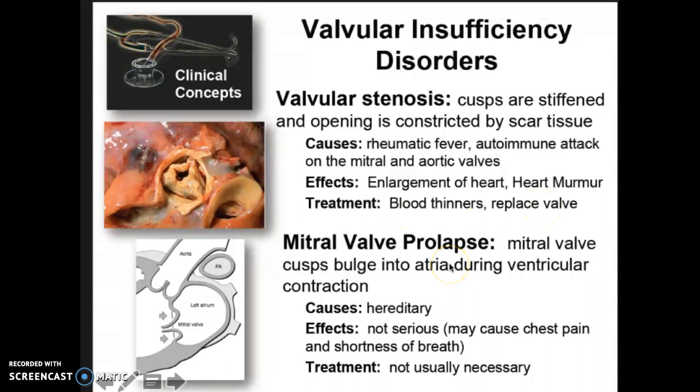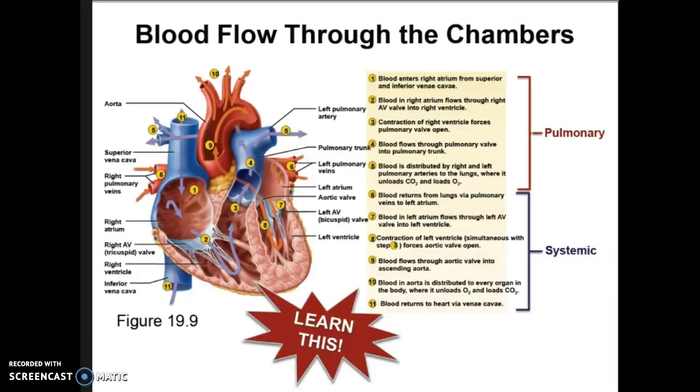Then there's mitral valve prolapse, where the mitral valve cusps bulge into the atria during ventricular contraction. The cause of this can be hereditary, so you can inherit it from your parents. However, it's not serious, but it may be associated with chest pain and shortness of breath, and treatment is usually not necessary. So in summary, let's look at the flow of blood through the chambers, and it's important that you know this slide.